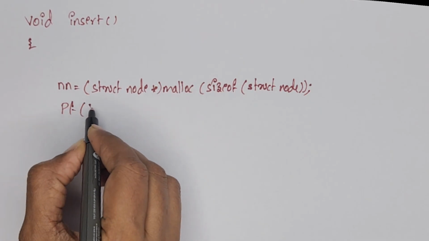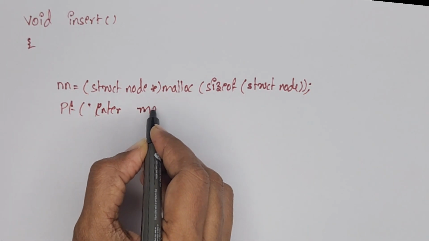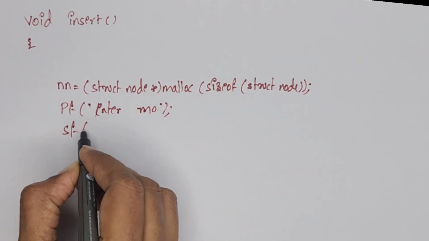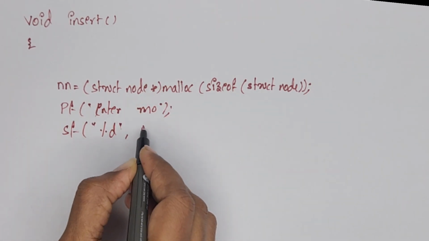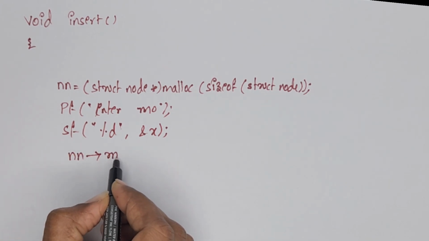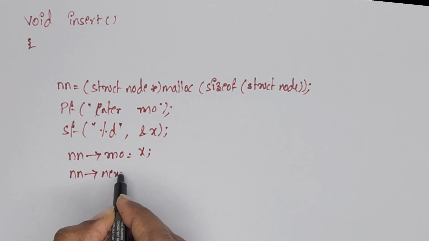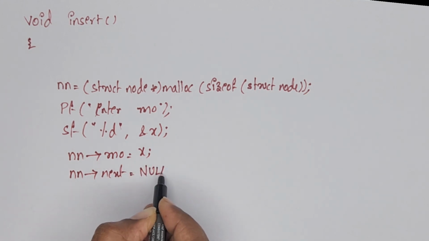Read one roll number. So printf enter roll number. That will be assigned to a variable; I am going to assign it to x. Now new node of roll number equals x. New node of next equals null. Like this, create one new node.